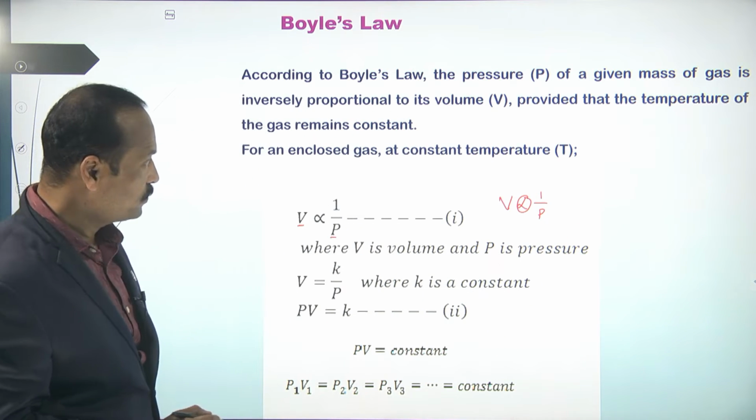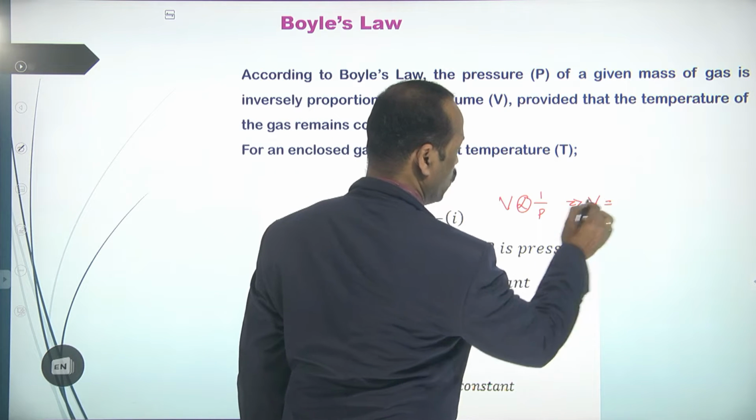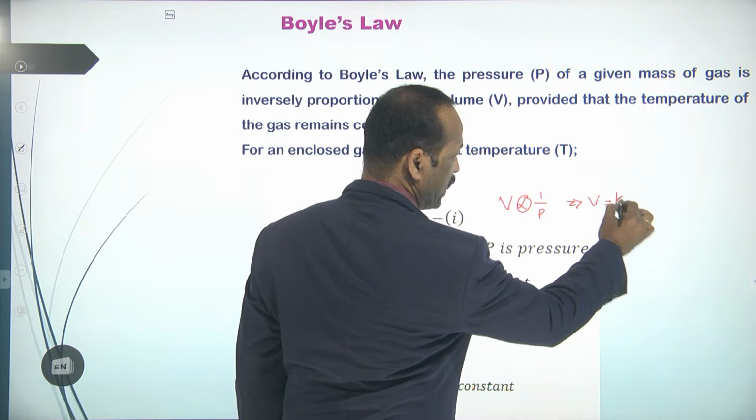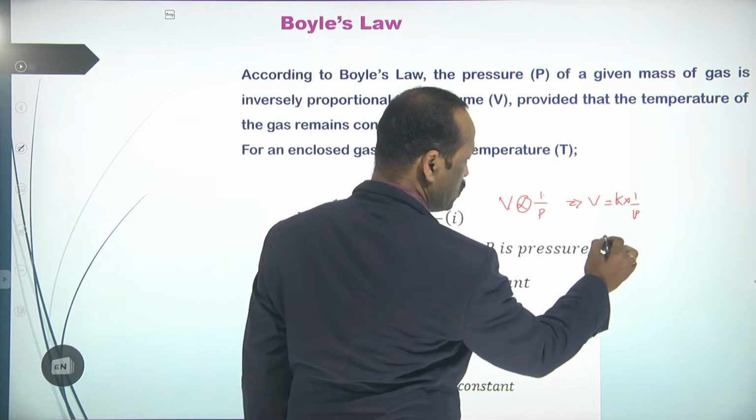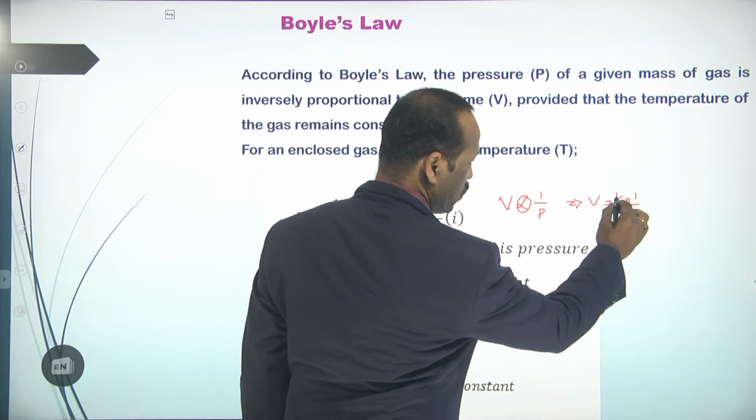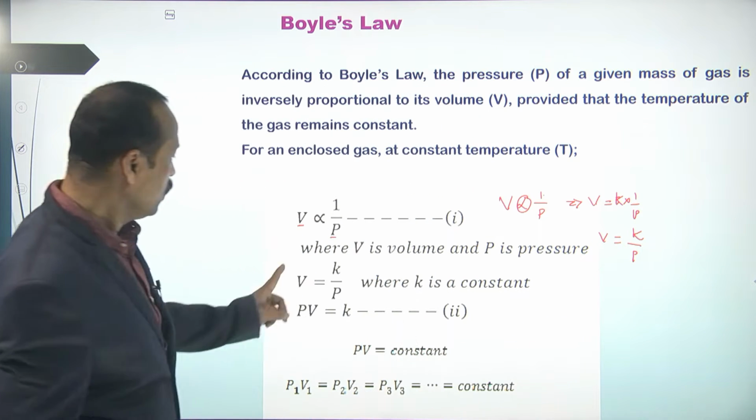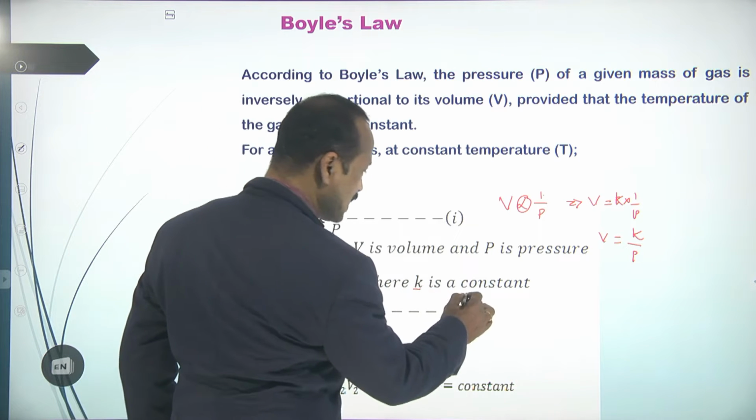Do you know that? So what will we write now? V is equal to, instead of this sign, we get one constant. So we write a K. And here we have 1 by P. So now this becomes V is equal to K into 1 by P. So we can write like this also: V is equal to K by P, where K is called a constant.